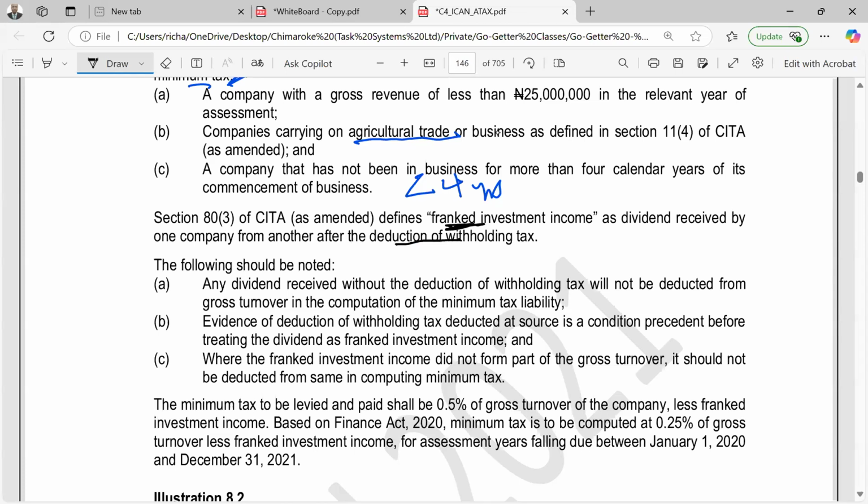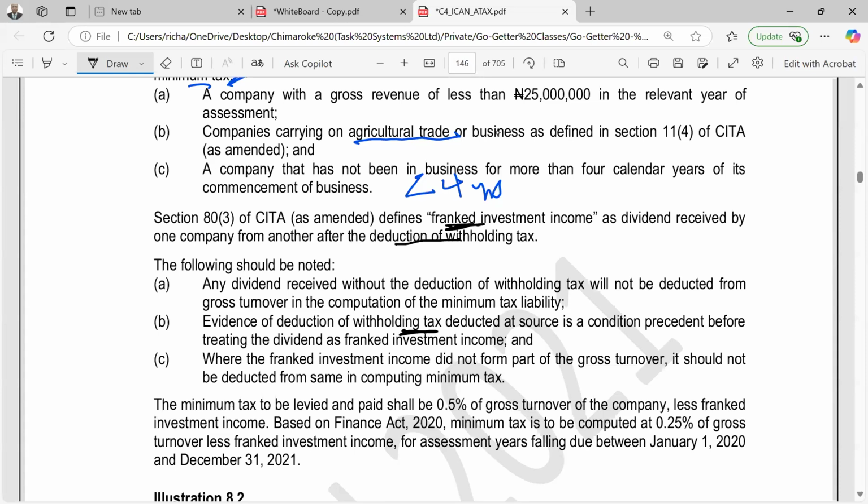So it means that any income without the deduction of withholding tax can no longer be called frank investment income. And so when that income is added to your gross profit, it will not be deducted again. It will remain there. Evidence of the deduction of withholding tax at source is a condition precedent before you treat any dividend as frank investment. So it means this withholding tax is the key to qualify a dividend as frank.